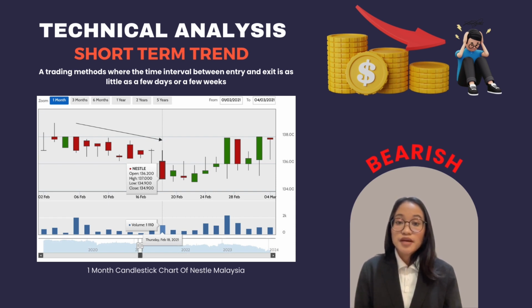The bearish started from 5th February until 18th of February. The lowest price on 5th February is 136 ringgit 80 cent and keeps dropping until 134 ringgit 90 cent on 18 February. Between these 13 days of gap, it has decreased by 2 ringgit and 10 cent.